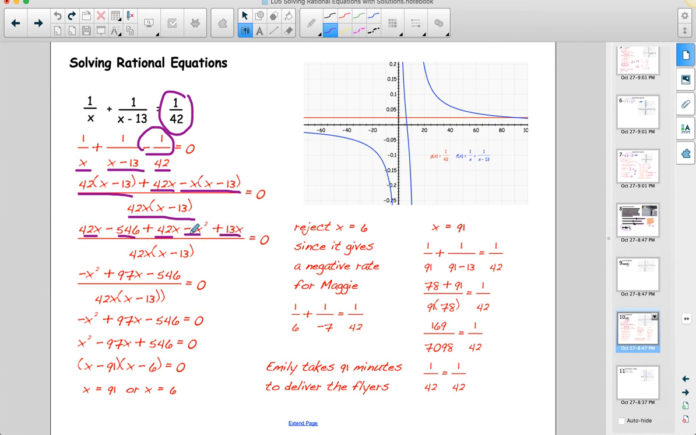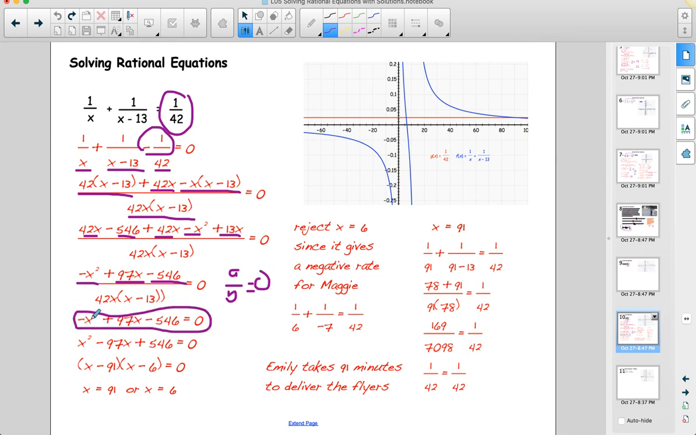If we group like terms and simplify, you will get negative x squared, adding all the x terms, you get 97x. And our constant, there's only one of them, minus 546. And again, an expression of the form a over b equals 0 means the numerator needs to be 0. So there's the numerator, it needs to be 0.